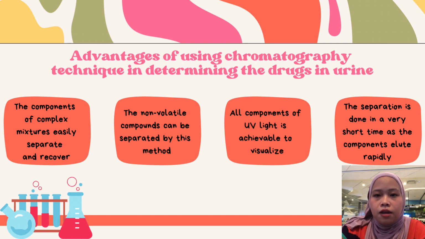urine. Firstly, the components of a complex mixture are easily separated and recovered. And then non-volatile compounds can be separated by this method. Next, all components are possible to visualize under UV light. And lastly, the separation is done in a very short time as the components elute rapidly.